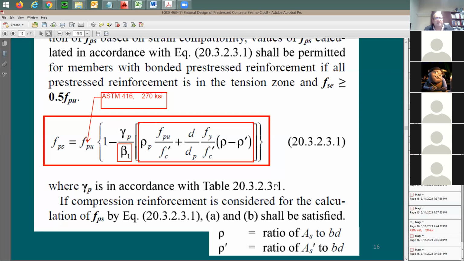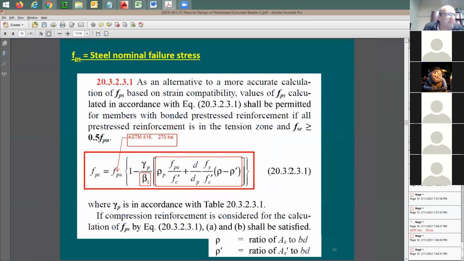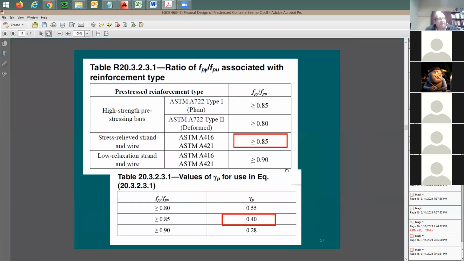And it says go to this table, so I'm going to go here to see what value to be used. In the code, we went through this already: FPY divided by FPU is going to be, let's say, 85%. I have another table that says when FPY divided by FPU is more than or equal to 0.85, gamma sub P is equal to 0.4. So let's take it as 0.4, according to the code. It's going to be that simple.